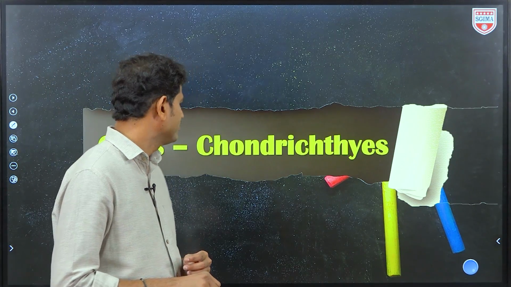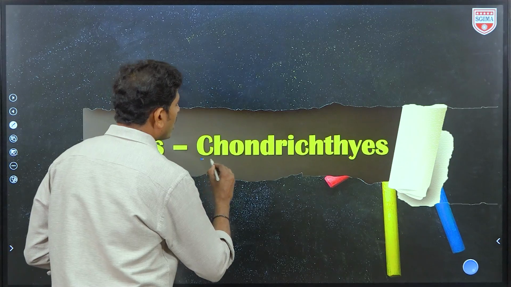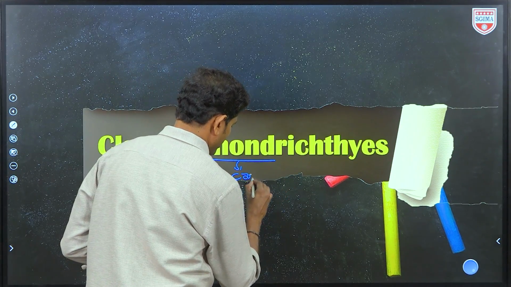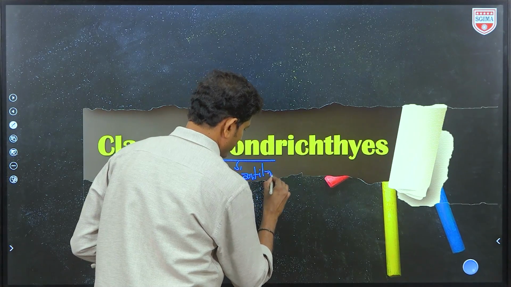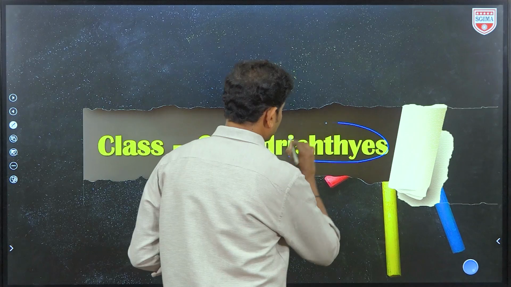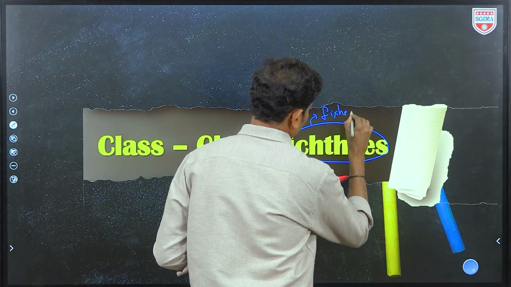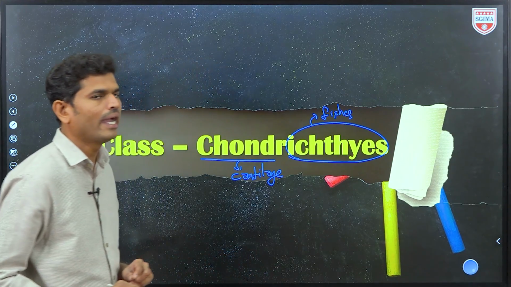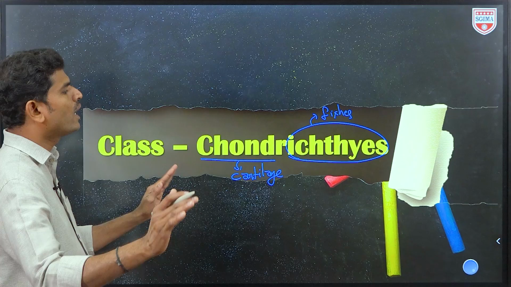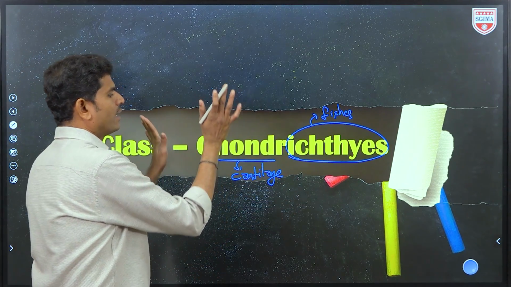Next class, Chondrichthyes. Already we know that chondra बोले तो क्या है? Cartilage. And ichthyology, ichthys बोले तो कौन सा? Fishes. बोले तो these fishes' endoskeleton made up of which one? Cartilage. So पूरा cartilaginous endoskeleton fishes को ये group में, ये class में रख दिया.